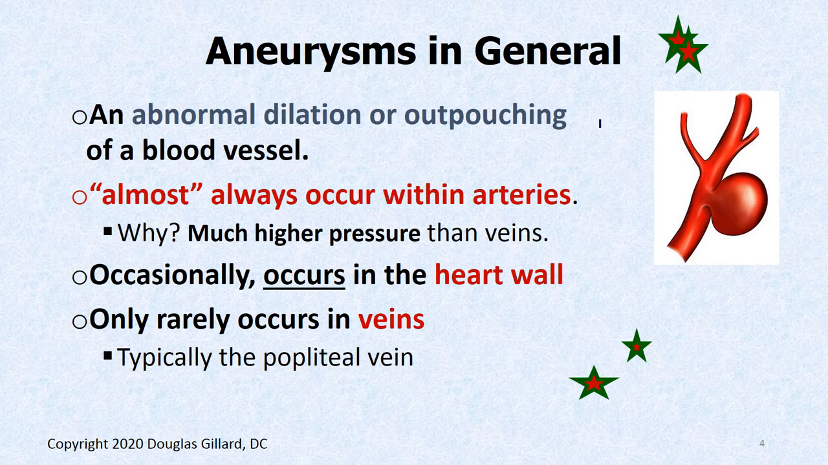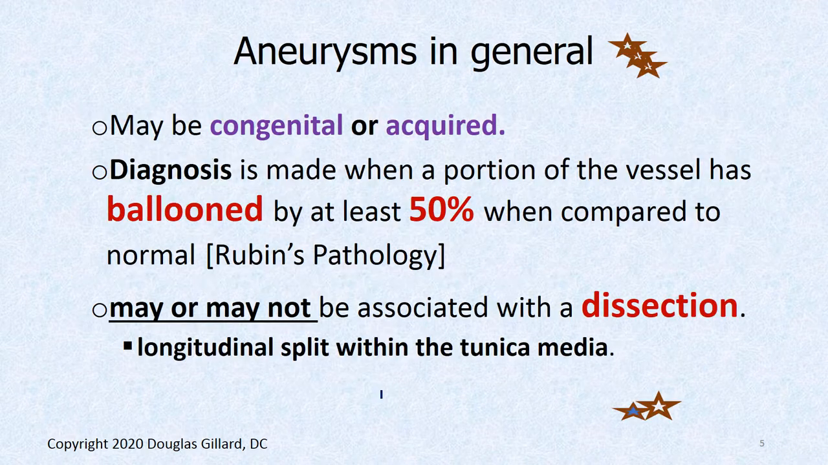In general, an aneurysm is an outpouching of a blood vessel. We're going to look at the different types. Remember, these pipes are under very high pressure, and if you get a weak spot in the tunics of the vessel wall, it's going to start to bulge out. There are different ways it can bulge out, which we'll look at here. These can also occur in the heart. Why don't they occur in veins? It's almost unheard of, because veins are under low pressure. There have been some cases in the popliteal vein, but usually it doesn't occur in veins.